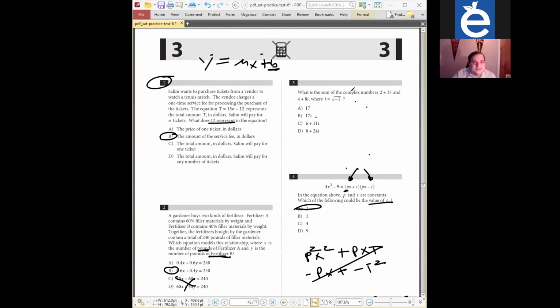All right, what is the sum of those complex numbers? When you're dealing with complex numbers, this is a very typical early question. If you're adding them, you just add the similar terms, right? So this is going to be 2 plus 4, and it's also going to be 3i plus 8i. So 6 plus 11i. Yep, that's it.